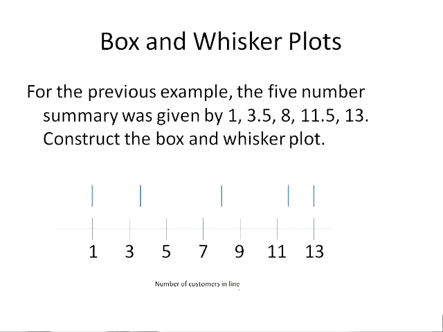Now we're going to make a box around the middle 3 numbers. That's around Q1, the median, and Q3. Notice the box goes around the middle 3 numbers. Now the whiskers come in when we make a horizontal line starting at the minimum all the way through the maximum. So that is what your box and whisker plot looks like for the given 5-number summary.